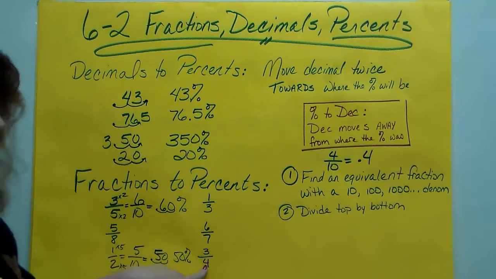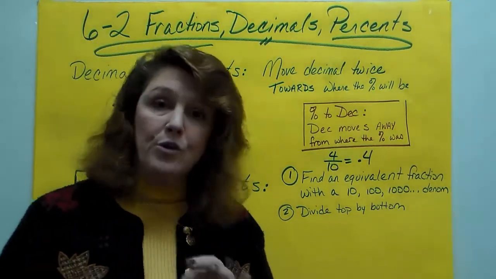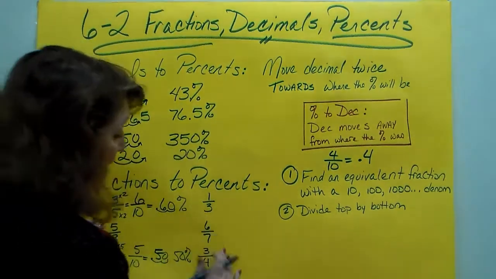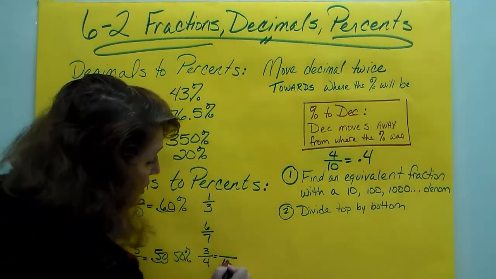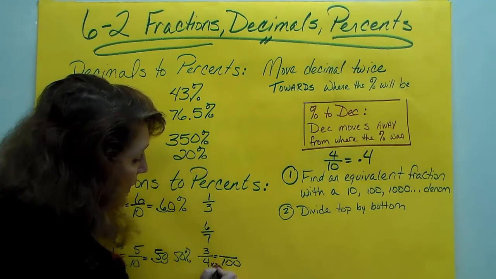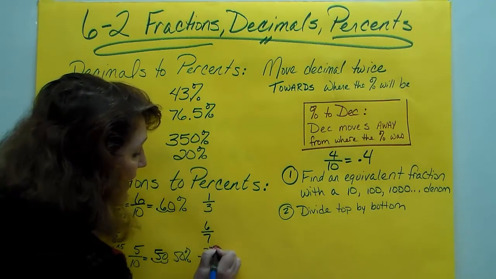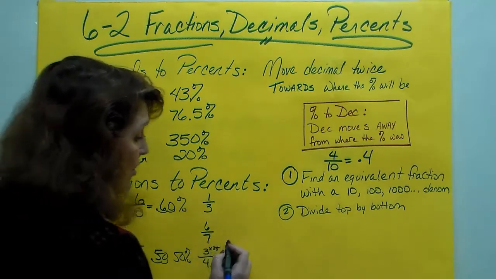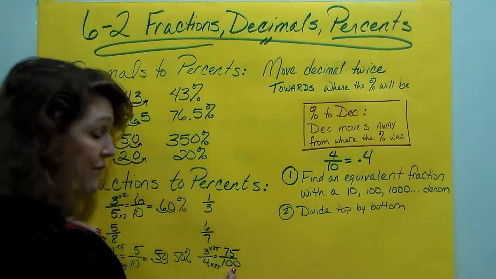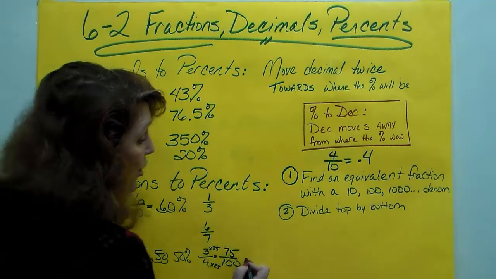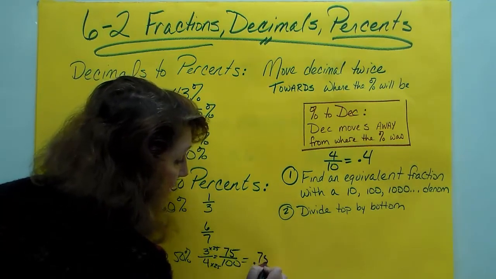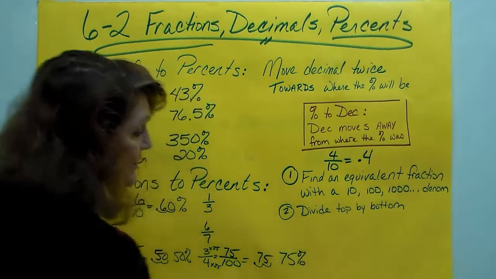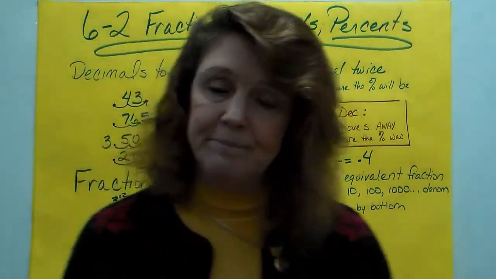What about fourths? 4 doesn't go into 10, but 4 goes into 100. Think about quarters. So, if I want this to go over 100, I'm going to multiply the top and the bottom by 25. Because remember, I'm thinking about quarters. 4 quarters is 100. 3 quarters is 75. So this is 75 over 100, which is 0.75, which is 75%. These are all the same thing.